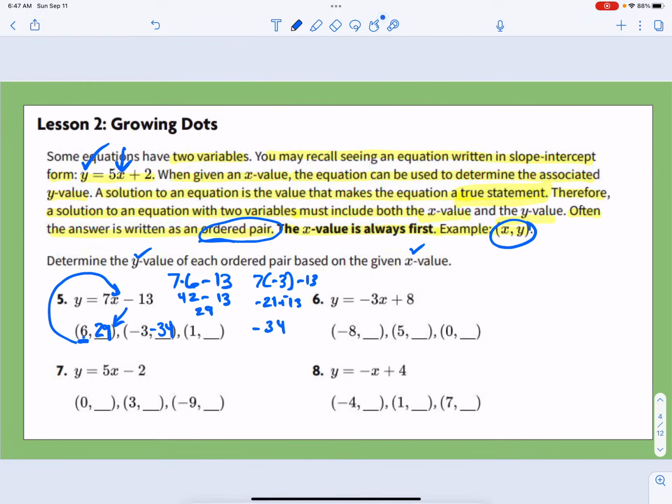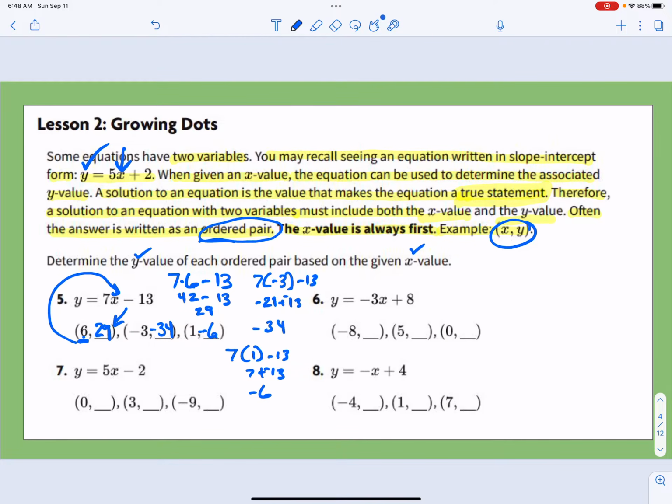And our last one here, we'll do 7 times 1 minus 13 is 7 minus 13. Add the opposite. The signs are different, so I find the difference. 13 minus 7 is 6, and I keep the bigger sign, negative 6 there. All right, so that's the idea. We're taking the x value and we're plugging that in to see what the y value is going to be.